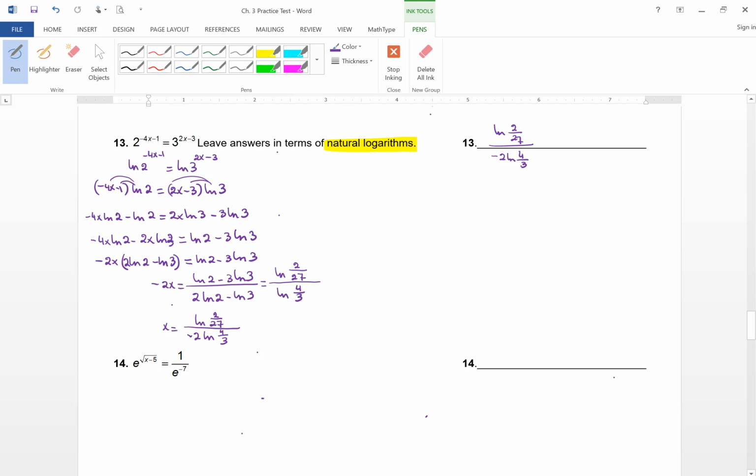No, absolutely not. Okay? You can't cross out the ln. So ln of 2 over ln of 3 is not 2 over 3. When you divide by 2, you just multiply the bottom by -2, right?